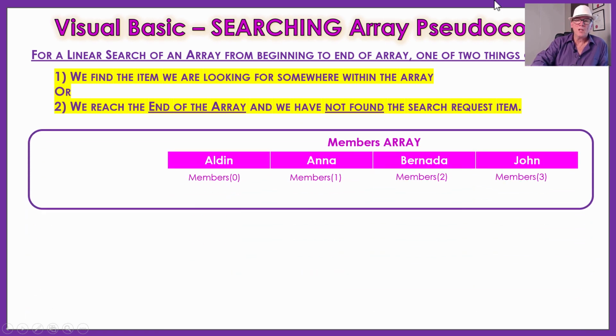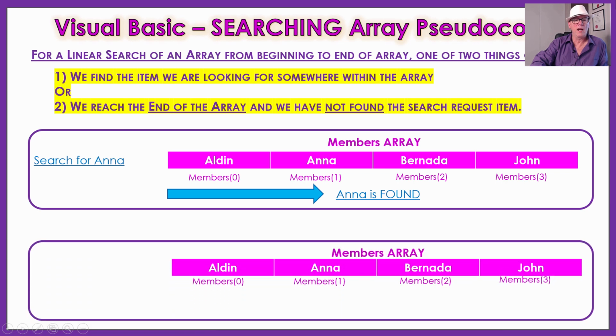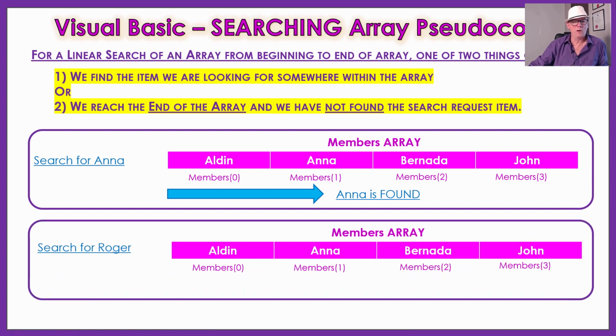Okay, so here's our members array, and let's say in the text box they put Anna, which means we need to search for Anna. How this linear search works is we'll start at the beginning of the array, we'll say nope, that's Alden, that's not equal to Anna. We'll go to the next one, Anna, hey, they're a match, so Anna is found. And we stop right there on the second one where we found the result we were looking for in the array.